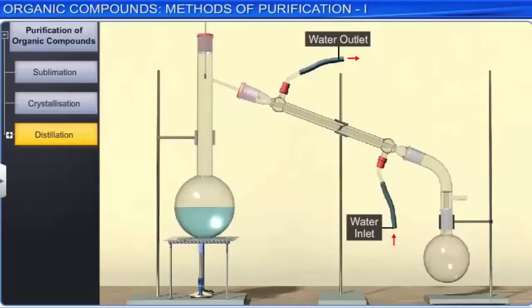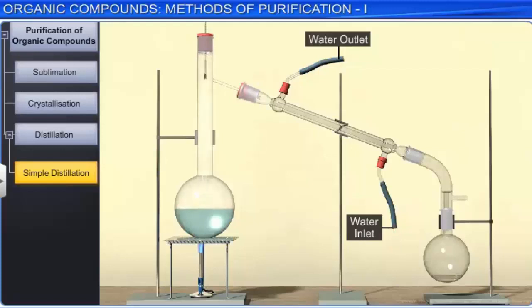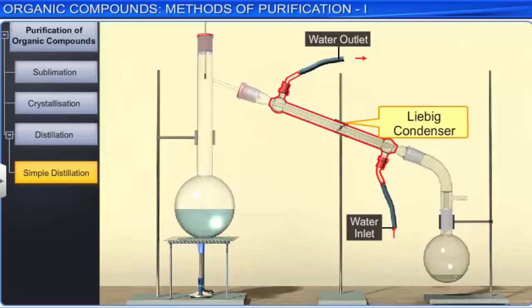Now let's look at the distillation process. This method is used for separating volatile liquids from non-volatile impurities, and also to separate the liquids which differ in their boiling points. Simple distillation is used when the liquids in the mixture differ appreciably in their boiling points. For example, a mixture of chloroform and aniline, which differ in their boiling point by 123 degrees Celsius, are separated by this technique. In this method, the liquid mixture is taken in a round bottom flask which is fitted to a Liebig condenser and heated.